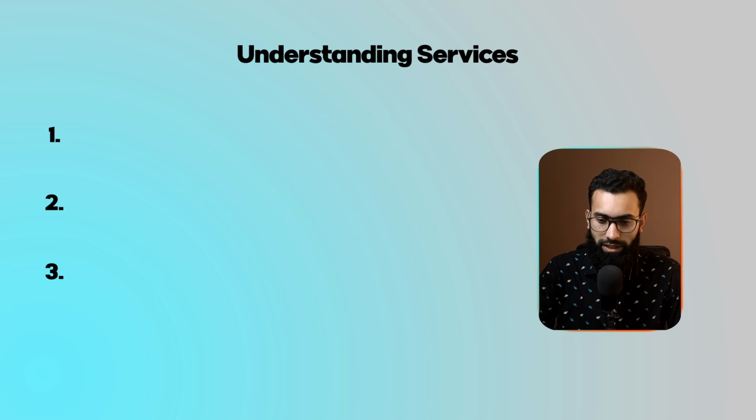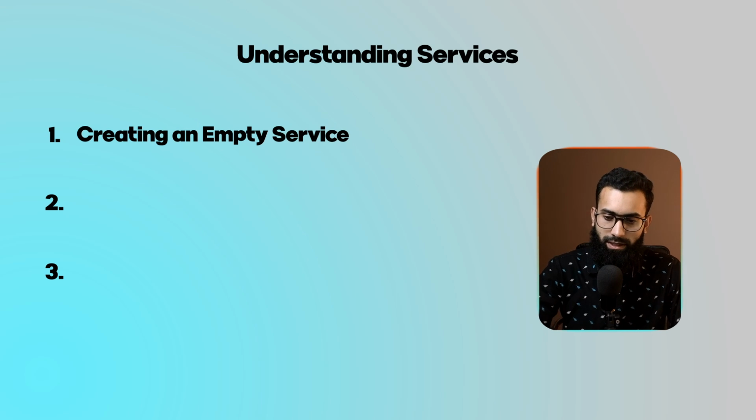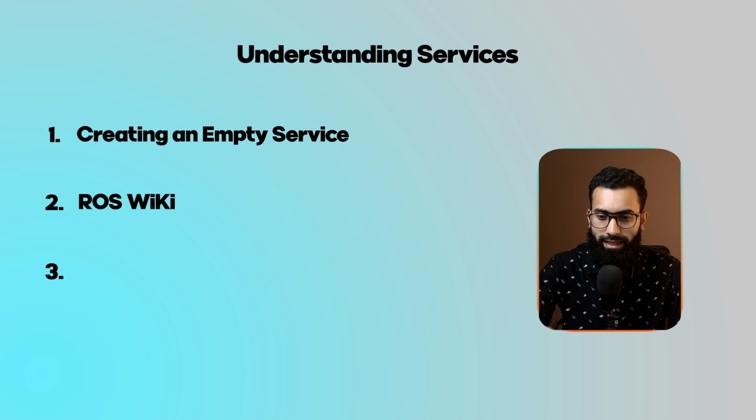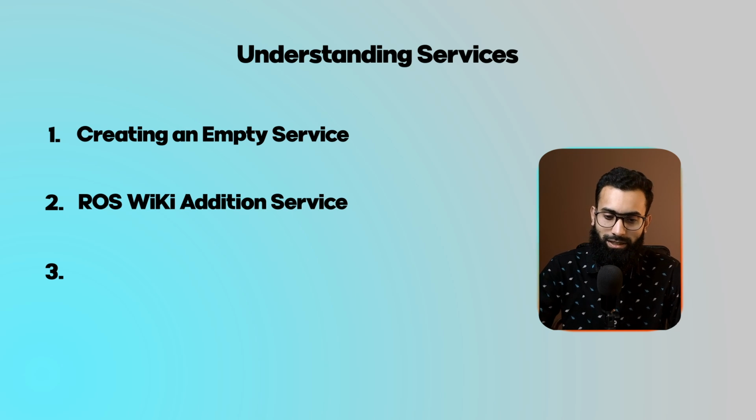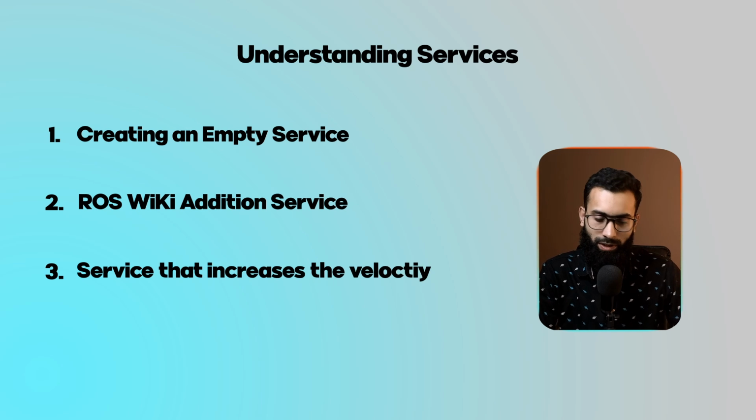Another important component of ROS systems is services. People use it a lot. They are really useful. They can be used for synchronous communication. We are going to be understanding services in 3 different steps, starting from creating an empty service, then the ROS Wiki addition service, and at the last we are going to be creating a service that increases the velocity of the robot. So let's start with the first one.